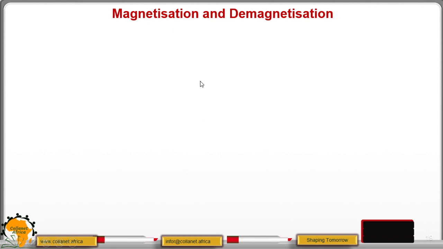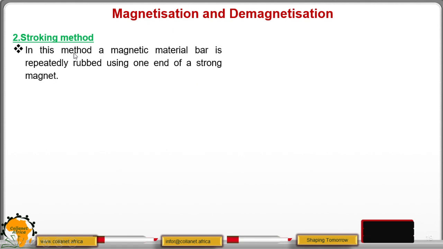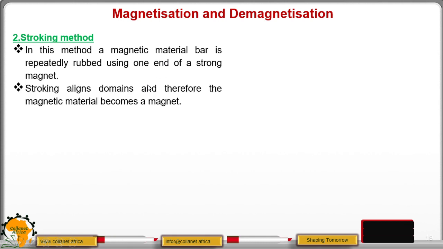Then from there, we move to the second method, the stroking method. Now in this method, a magnetic material that is being magnetized is rubbed repeatedly, or we say stroked repeatedly, using one end of a strong magnet. As you stroke, or rub, you align the domains, and therefore the magnetic material becomes a magnet.